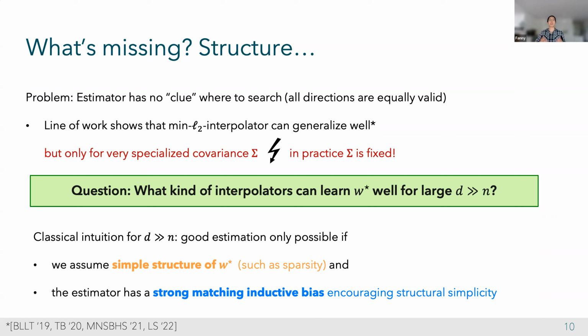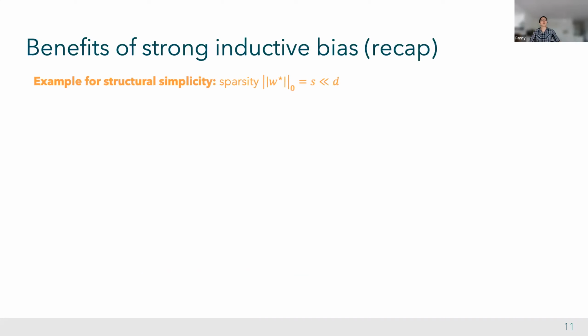Okay, so this is just our definition of inductive bias. Others may have other definitions, but this is what we'll use throughout the talk. So you have to have the estimator or interpolator that matches this inductive bias or this structure. So let's just keep sparsity as our running example for structural simplicity throughout the talk now.